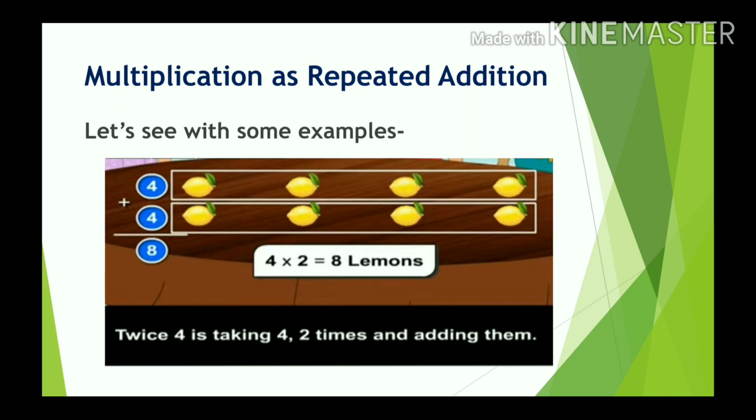We can say twice 4 is taking 4 two times and adding. Hope you understood.